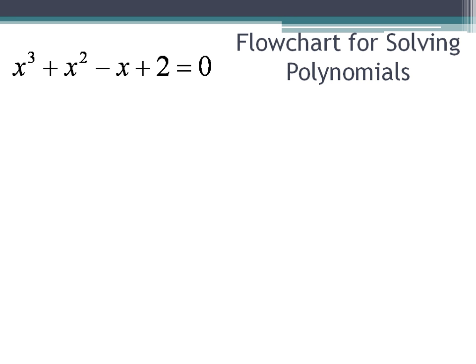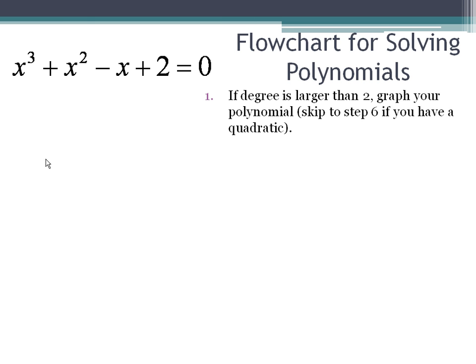Alright, so here we go. On the left we've got an equation, x cubed plus x squared minus x plus 2 equals 0. We have a degree of 3, that's our largest exponent. So how many solutions should we have? 3 solutions.